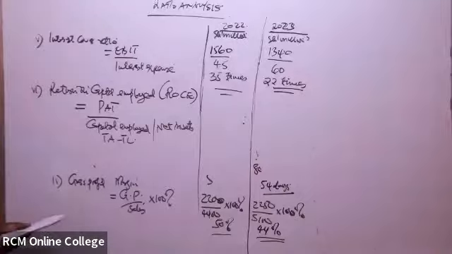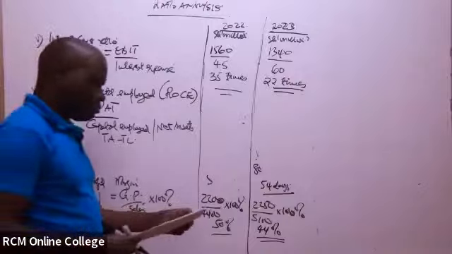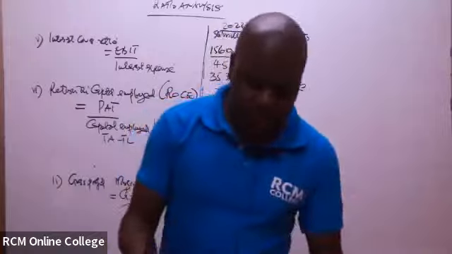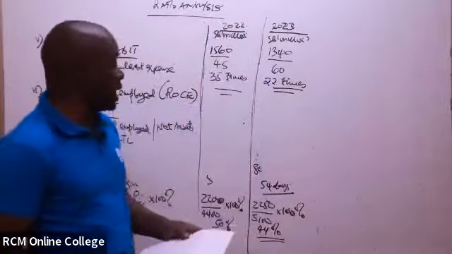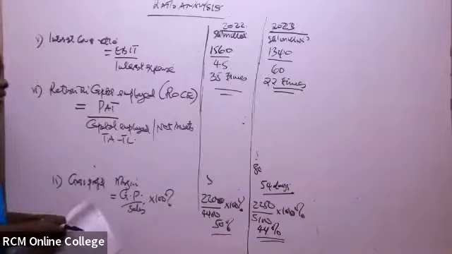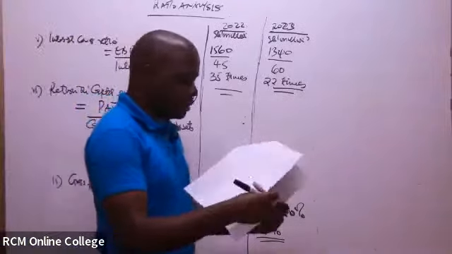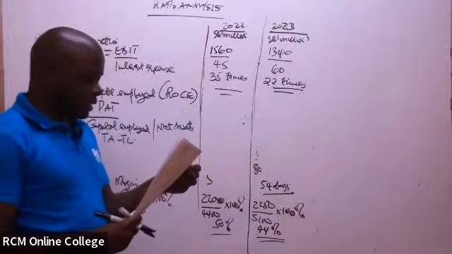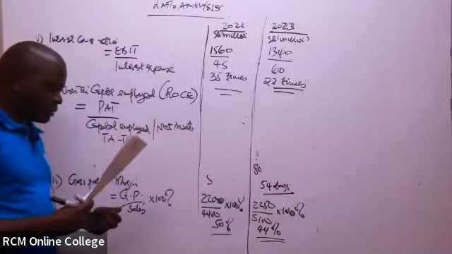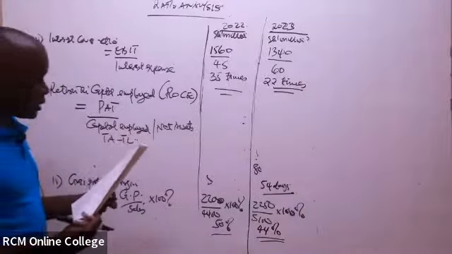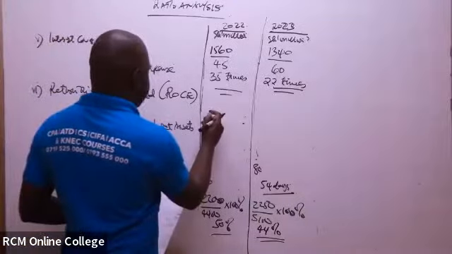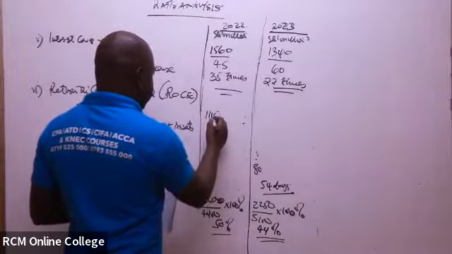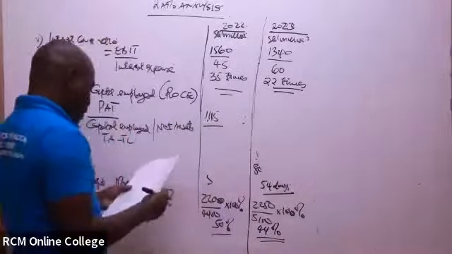If we look at our income statement, you need to look at the figure that is profit after tax. You can say earnings after tax or profit after tax, then you divide by the capital employed. The net profit after tax is 11.15. So we divide by the capital employed.